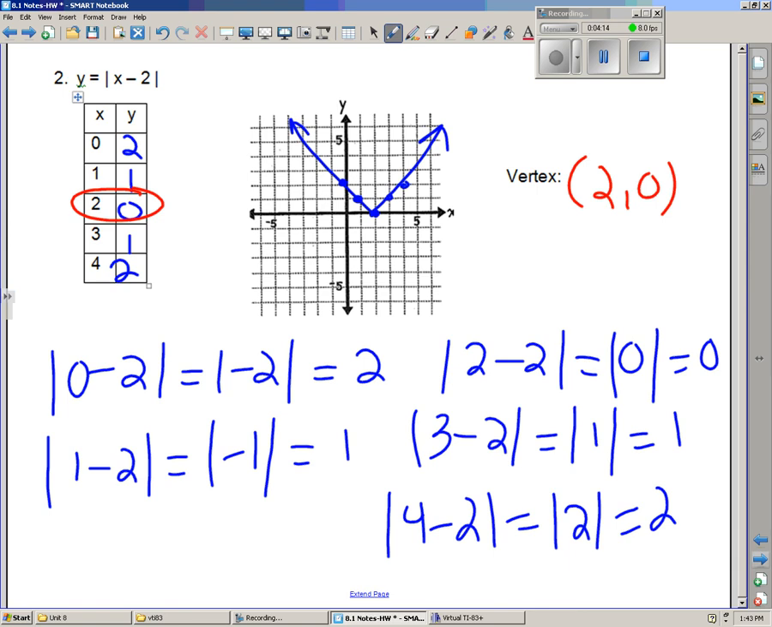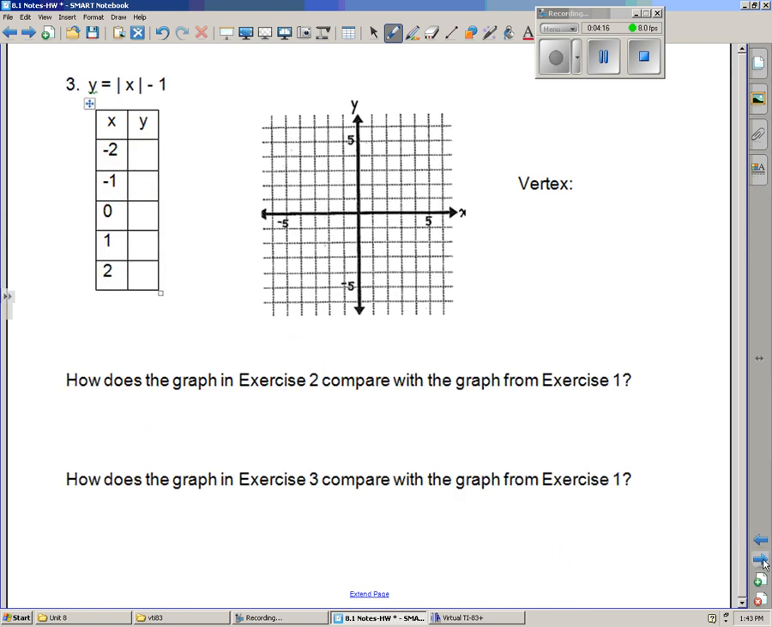Let's take a look at the next example. This time I'm not going to write everything down. I'm just going to do the math out loud. So the absolute value of -2 is +2, and 2 minus 1 is 1. The absolute value of -1 is 1. 1 minus 1 is 0. The absolute value of 0 is 0. 0 take away 1, -1. The absolute value of 1 is 1. 1 minus 1 is 0. The absolute value of 2 is 2. 2 minus 1 is 1.